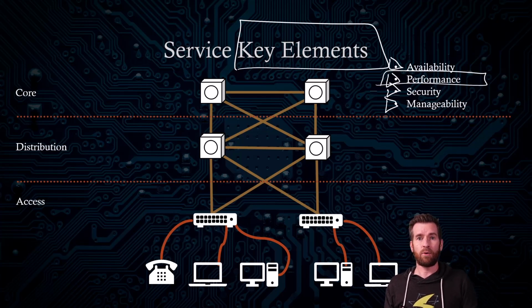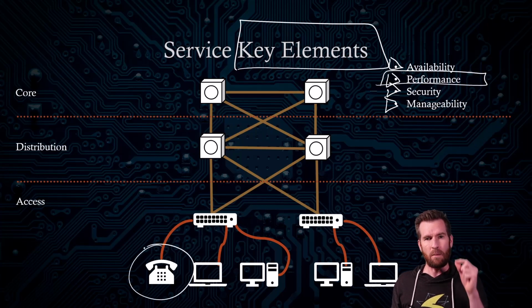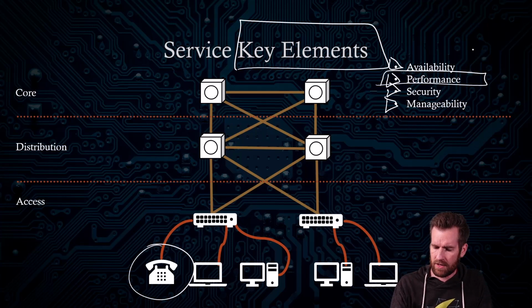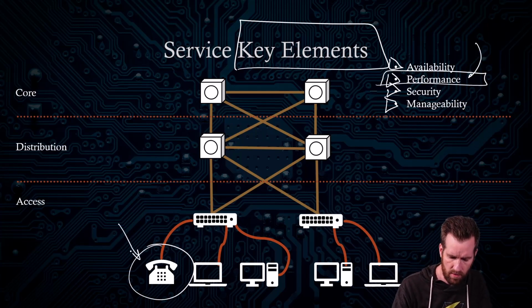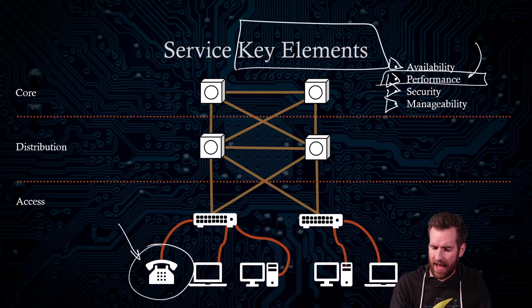We want to make sure performance is tuned correctly for the different services that we're providing. As an example, if we've got a phone here, it's much more sensitive to dropped packets than some of your other devices. So we want to make sure that the packets for the phone system are actually getting prioritized. And that has to do with quality of service.